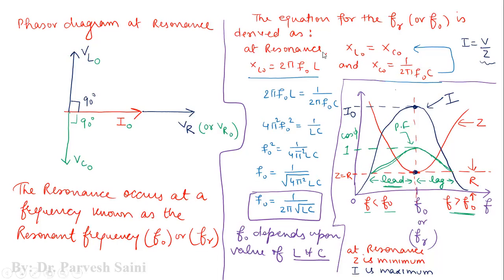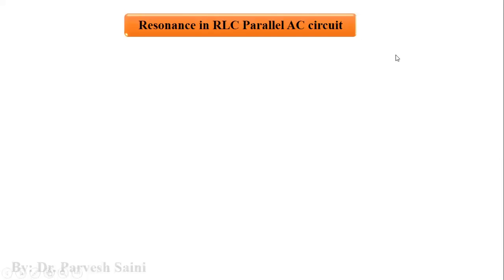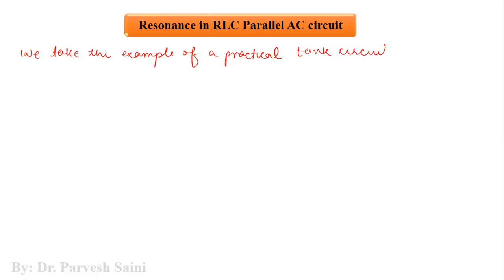Now, this was all about the series RLC circuit resonance condition. Now we will proceed to the resonance in parallel RLC. Now let us come to the resonance in parallel circuit. Now in this, when we have to understand the resonance condition, we take the example of a practical tank circuit. So a practical tank circuit is shown here.